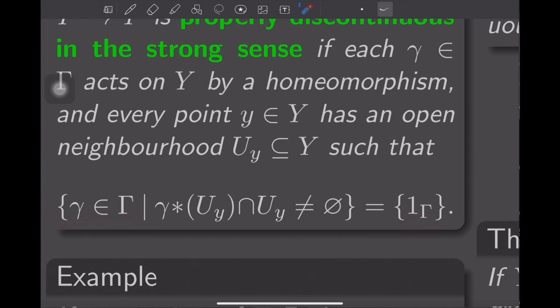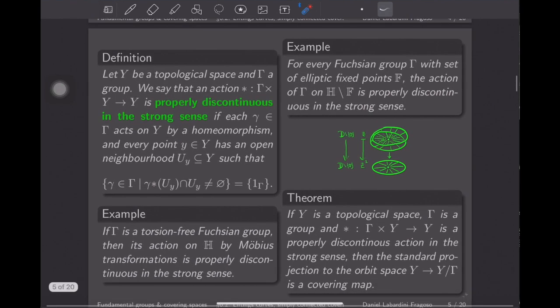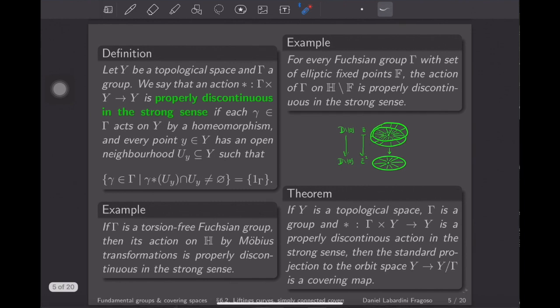Right? So the action is properly discontinuous in the strong sense if there is some open neighborhood around any given point, with the property that if I take any element different from the identity, this intersection is empty for that element. And we saw that if I have a torsion-free Fuchsian group, its action on the hyperbolic plane by Mobius transformations is properly discontinuous in this strong sense.